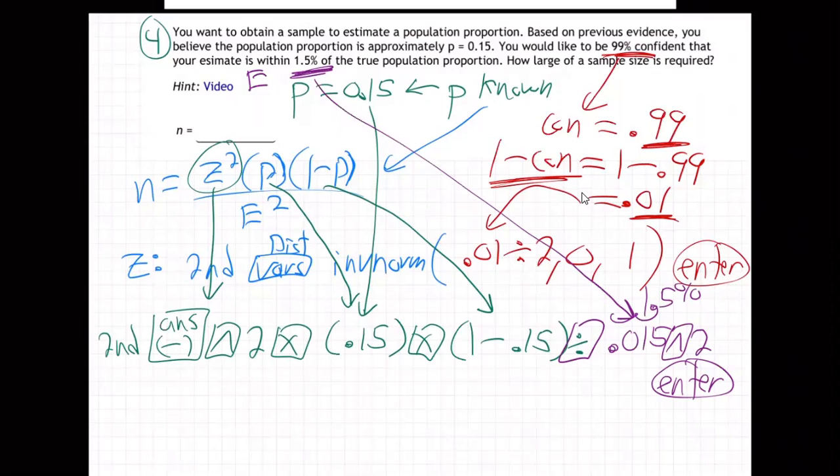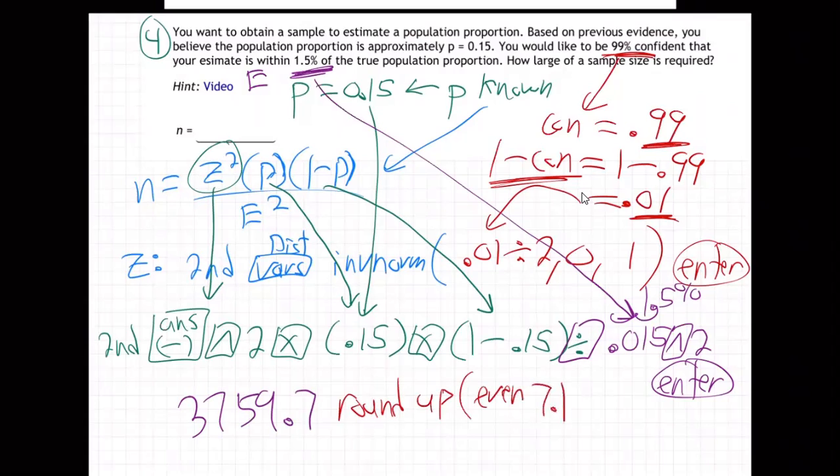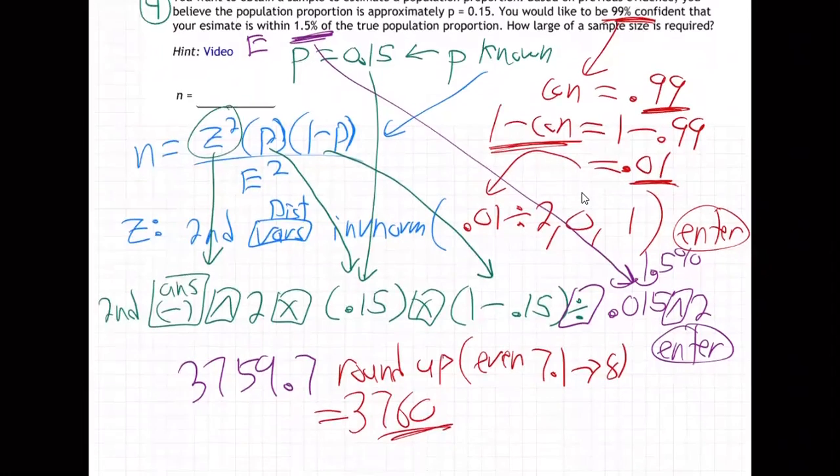Where did you get the 0.15 at the end? Oh, I see where you got it. Mine's 5%, so it'd be 0.05, right? Right. And then for me, I'm getting 3759.7. And remember, we always round these numbers up, even if it's 0.1. Even 7.1 rounds to 8. So mine would round to 3760. So you have to round up.